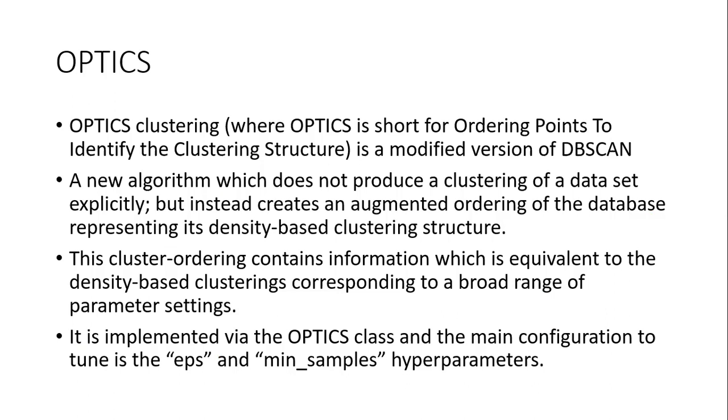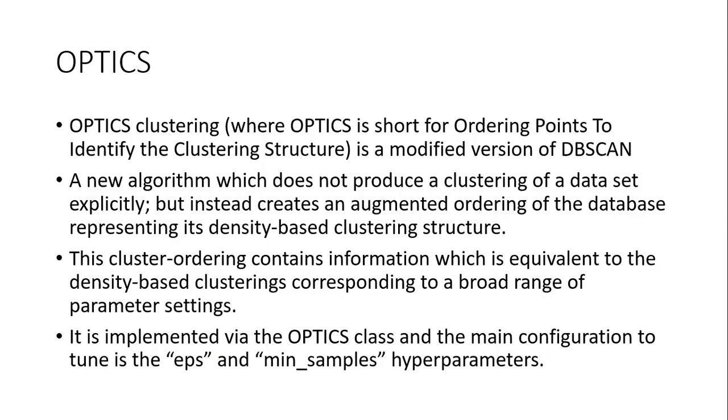Optics is a modified version of DBScan. What does Optics mean? Ordering points to identify. So it does not produce a clustering of a data set explicitly, but instead creates an augmented ordering of the data points representing its density-based clustering structure. This ordering contains information which is equivalent to the density-based clustering corresponding to a broad range of parametric settings. Ordering, so it creates an order. Just remember that. We're not going to be asked details about it, but you should remember the algorithm is there.